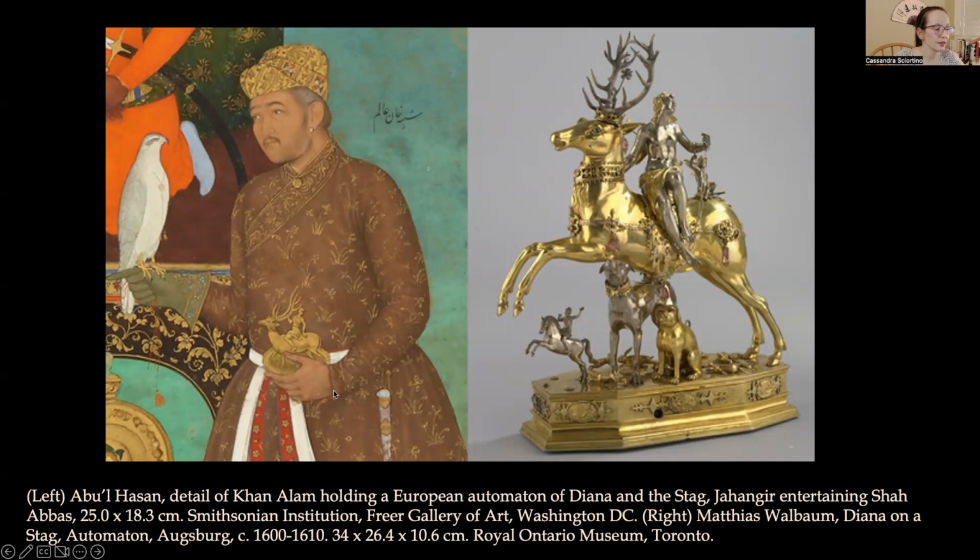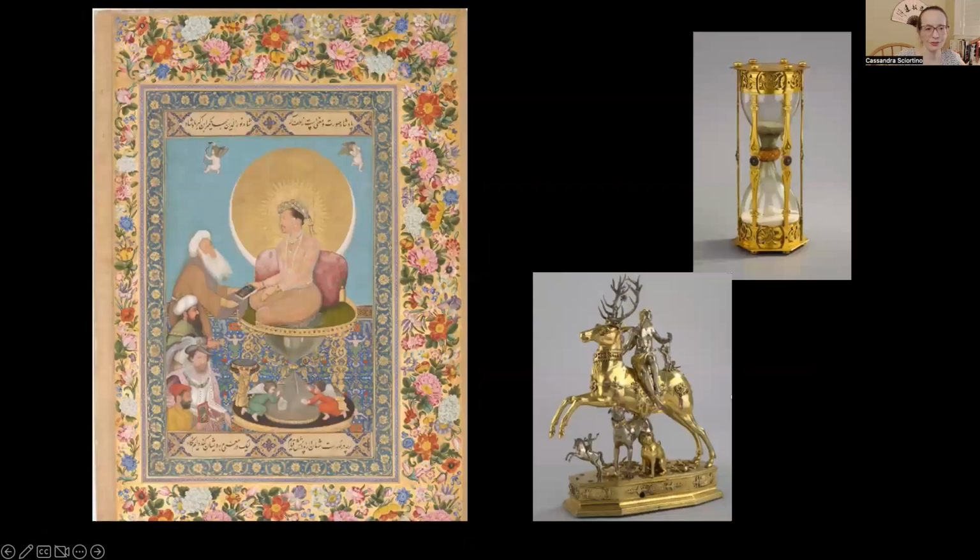Here we have another detail of a painting of Jahangir entertaining Shah Abbas, and a detail of a figure in that work holding a European automaton, a kind of moving, wind-up metal robotic sculpture, a precursor to a robot, but without electricity. It's wound up and then it would move a little, and that's called an automaton. And this was fascinating to the Mughal courts.